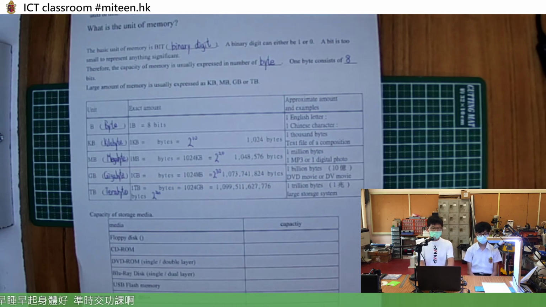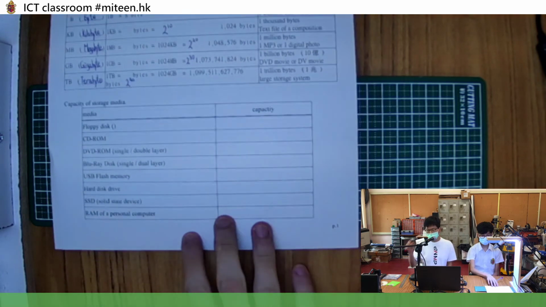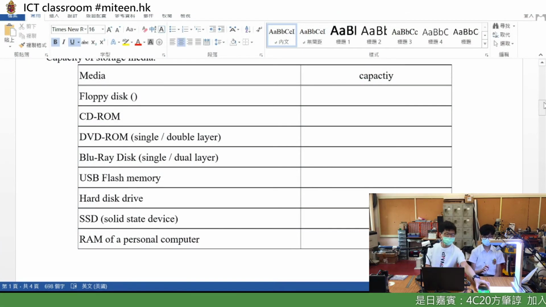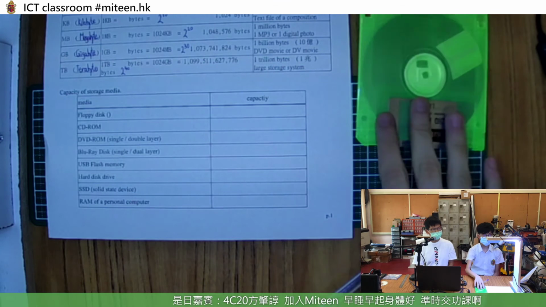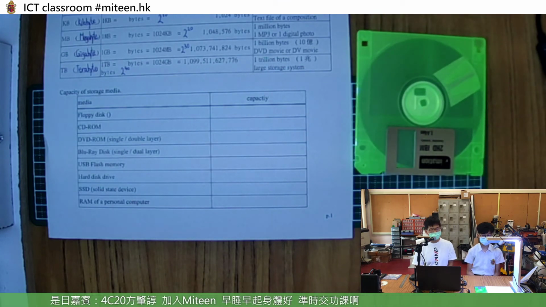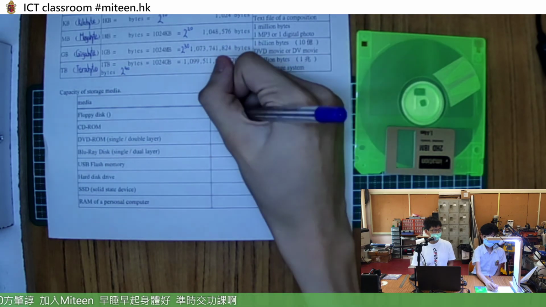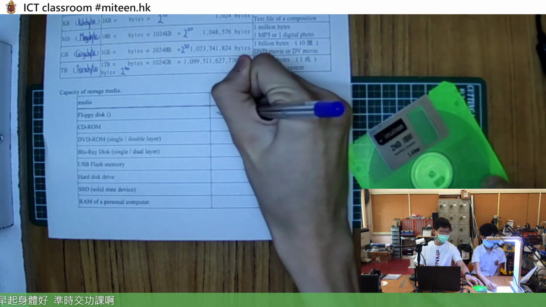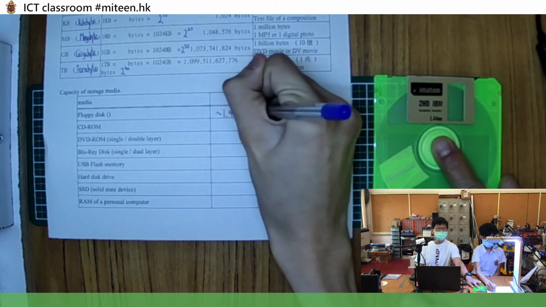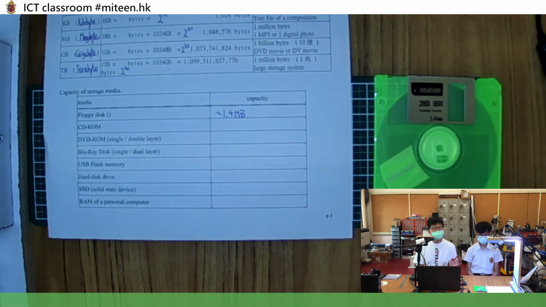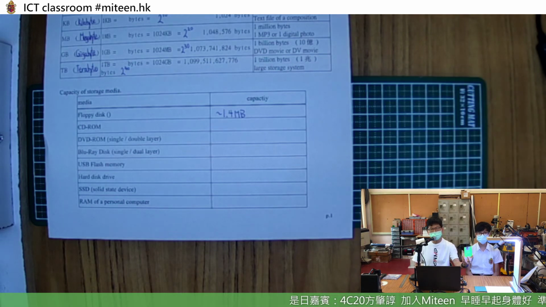In the market, there are a lot of storage media. I will show you this storage media. This is a floppy disk. The storage capacity of a floppy disk is about 1.4 megabytes. This is too small. It cannot be used to store a digital photo. So a floppy disk is no longer used nowadays.